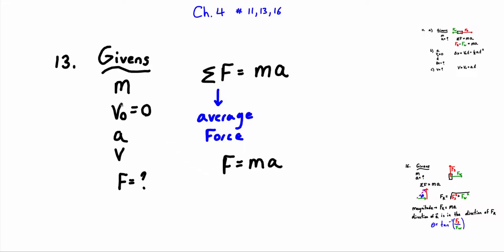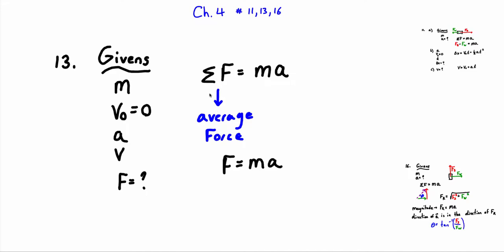Okay, so number 13, again, it's pretty straightforward. And actually in this one, they give you a lot of extra extraneous information, which makes it a little bit confusing. But you just have to focus on what they're asking for. So again, in this case, it's a car. And it asks for what's the average force.